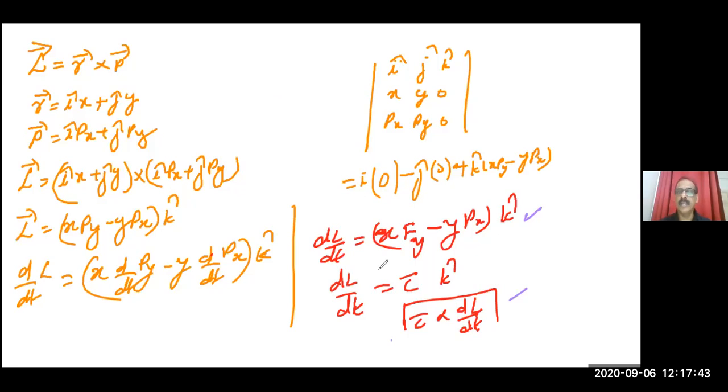Along the y-axis, that will be Fy, d by dt of Py, momentum along the y-axis. D by dt of Px, momentum along the x-axis, that is Fx, right? So X into Fy minus Y into Fx.